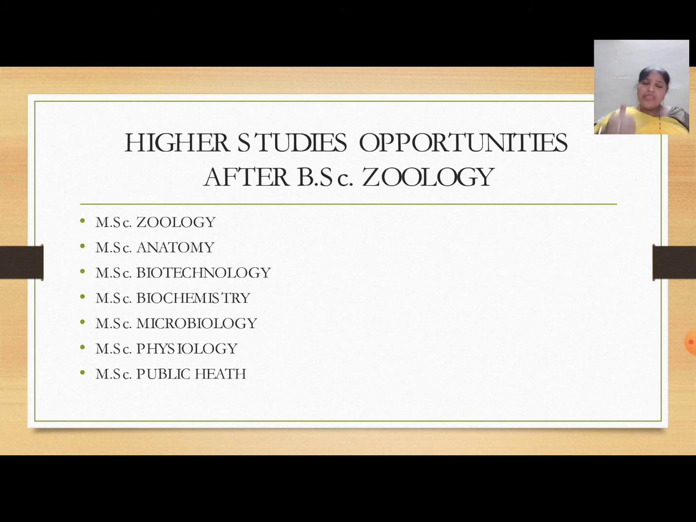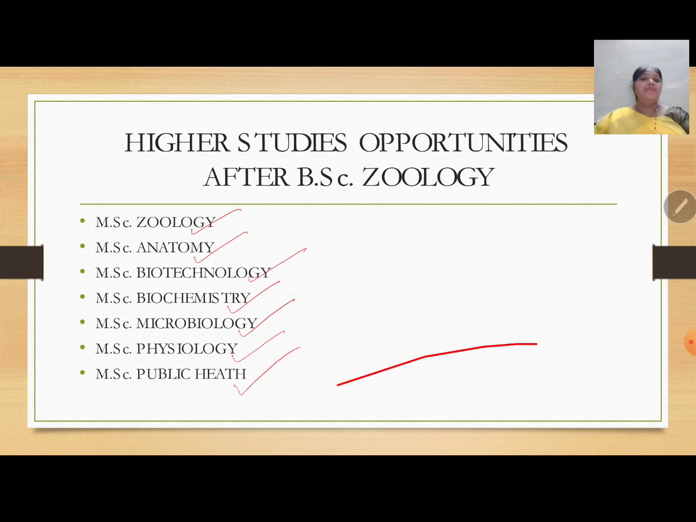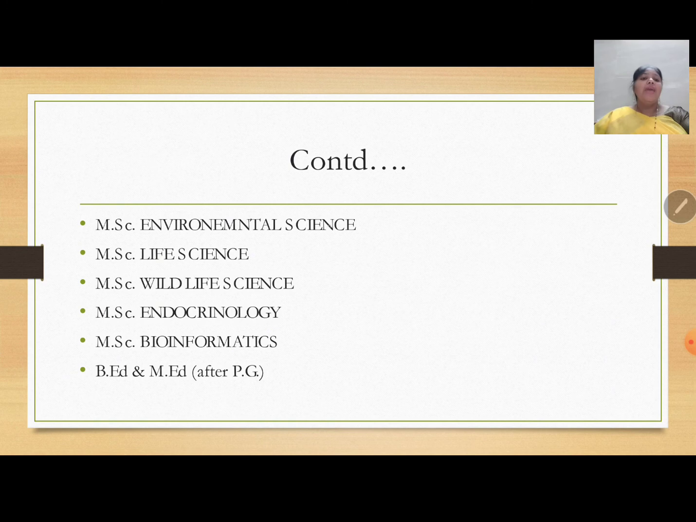A student who has done a BSc Zoology is eligible for n number of PG courses, starting with MSc Zoology, MSc Anatomy, MSc Biotechnology, MSc Biochemistry, MSc Microbiology, MSc Physiology, MSc Public Health, MSc Environmental Science, MSc Life Science, MSc Wildlife Science, MSc Endocrinology, MSc Bioinformatics. These are all the different types, you have even MSc Toxicology.